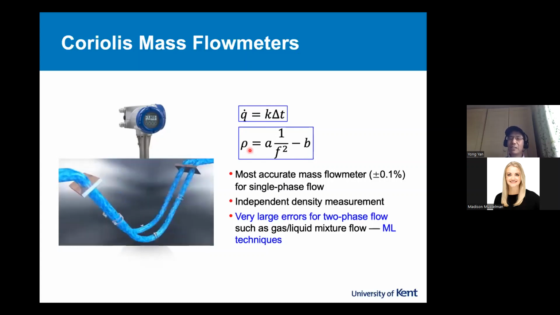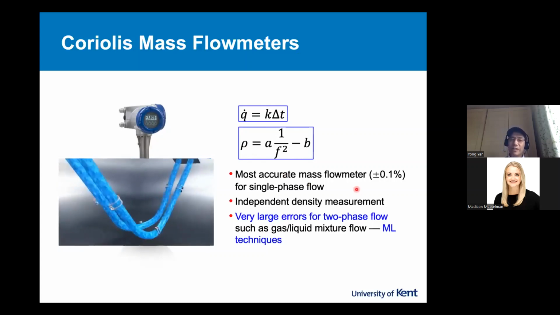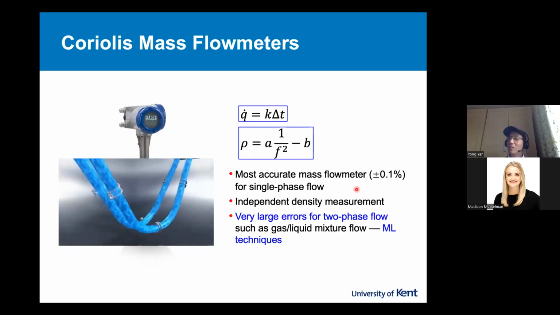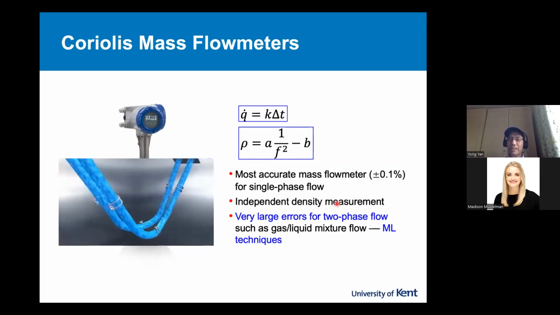Now, this works very well for single phase flow measurement, I mean single phase oil or just gas, within plus or minus 0.1% or even better. So it's an independent density measurement that's also helpful.